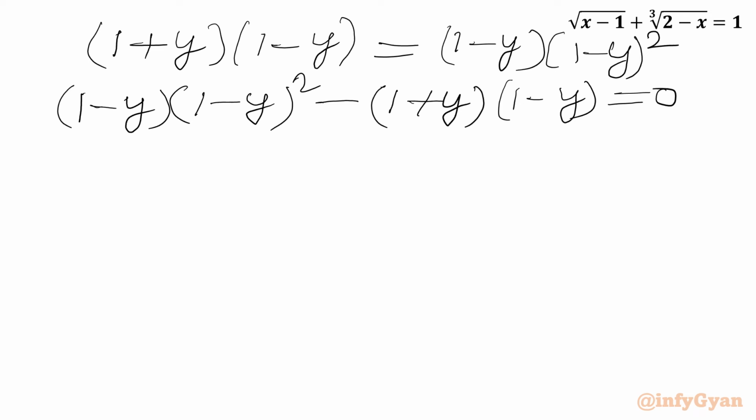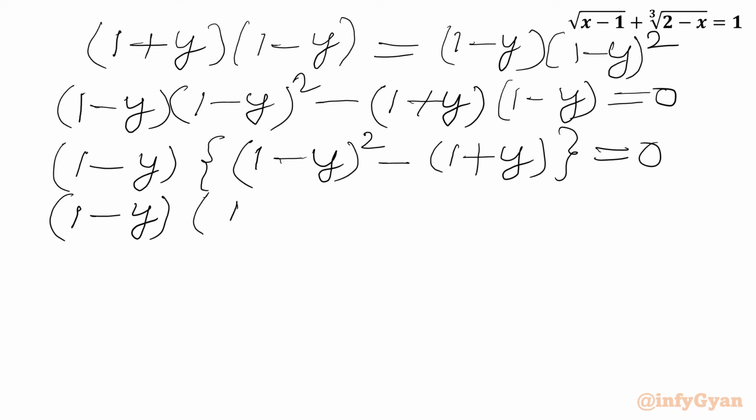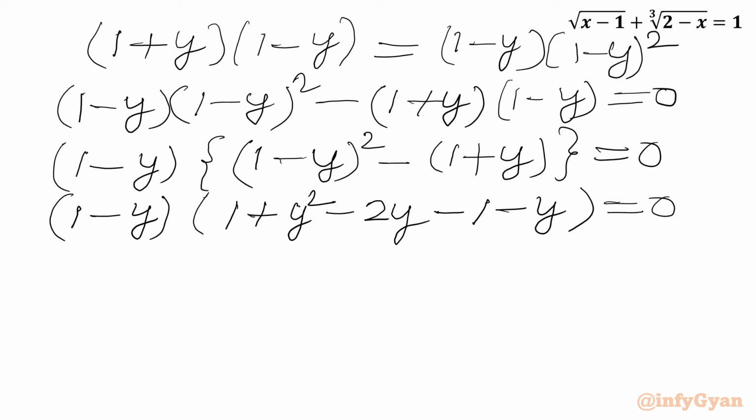Now we can take 1 minus y common out. So in the other bracket, we will write (1 minus y) whole square minus (1 plus y) equal to 0. Let's simplify our curly bracket. We'll write 1 minus y unchanged. Here we'll be writing 1 plus y square minus 2y. (a minus b) whole square is a square plus b square minus 2ab. Then minus (1 plus y) equal to 0.